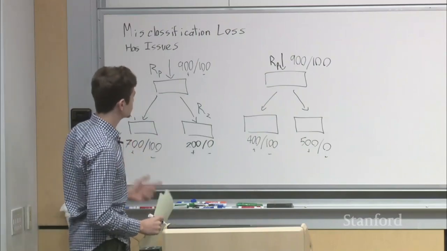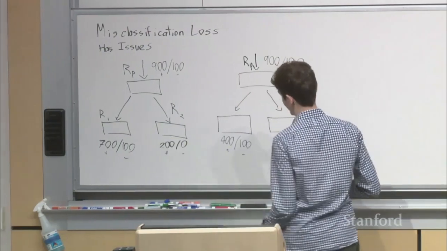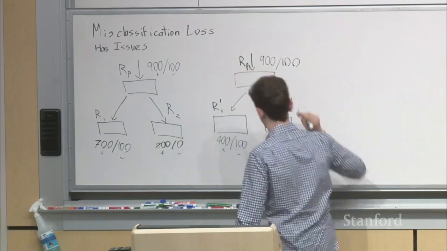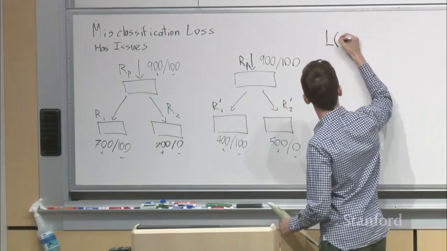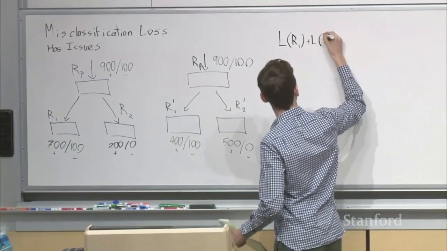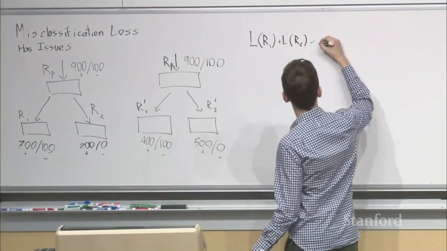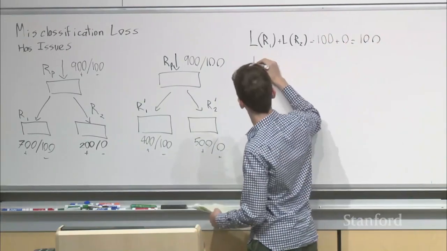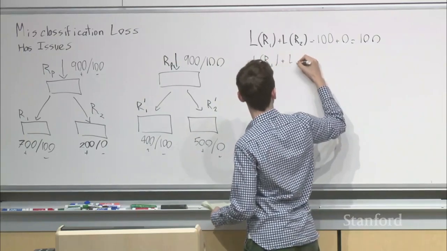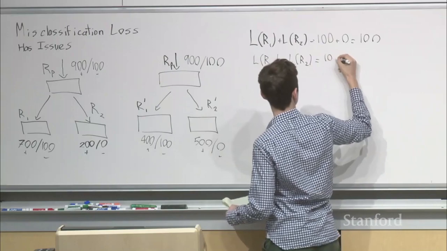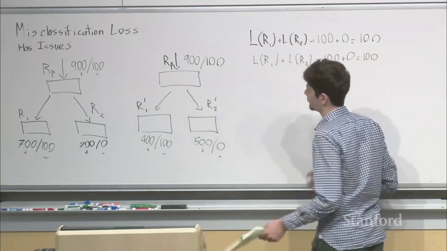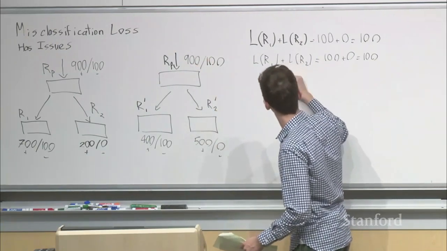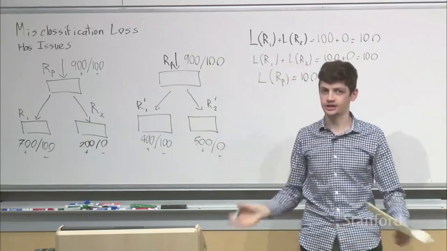However, if you're just looking at your misclassification loss, it turns out that on this left one, let's call this R1 and R2, versus this right one, let's call this R1 prime, R2 prime. Your loss of R1 plus R2 on this left case is just 100 plus 0, so just 100. And on the right side here, it's still just the same. And in fact, if you look at the original loss of your parent, it's also just 100, right?